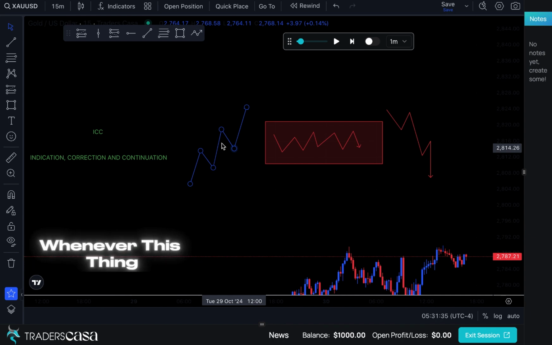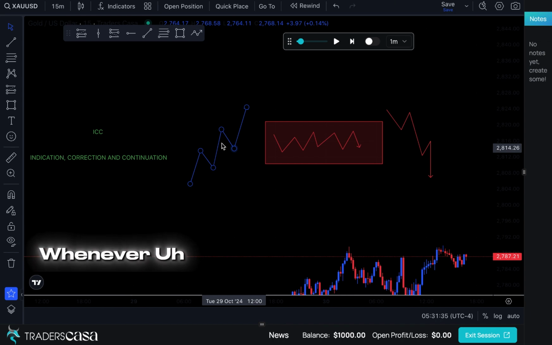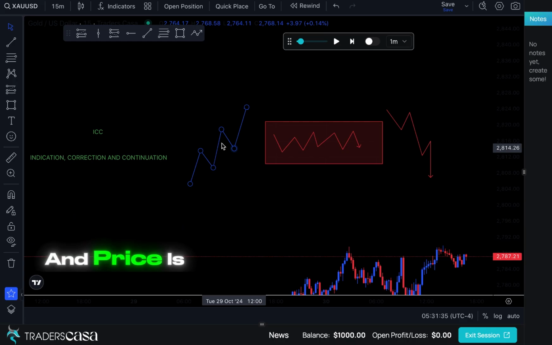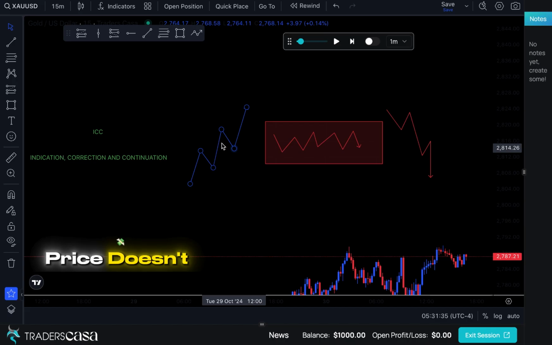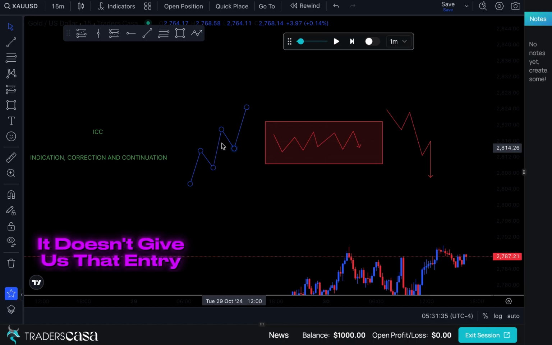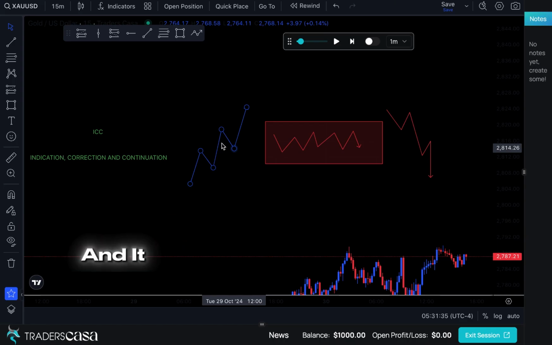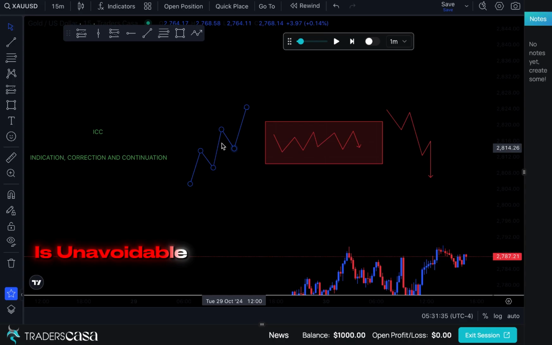You understand? Whenever this happens, most times you don't know. It can happen when price has broken structure on this day, and price is coming back, and you are waiting for price to close below. Most times price doesn't close below. It doesn't give us that entry. It now goes and breaks, so you can avoid the loss. And sometimes if price closed below here and is unable to cause another break, it can also reverse from there. So we don't predict that. That is unavoidable. You understand?